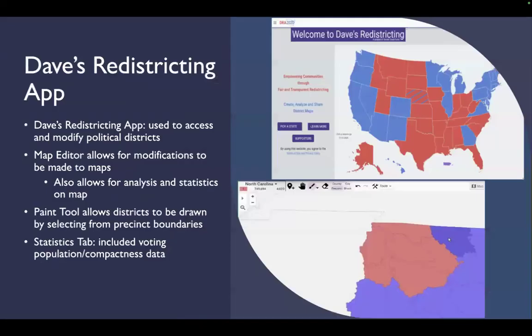So the first two maps were drawn through the Dave's redistricting app. We drew these and created 14 different districts, and then analyzed them through the statistics and analyze tab within the app.